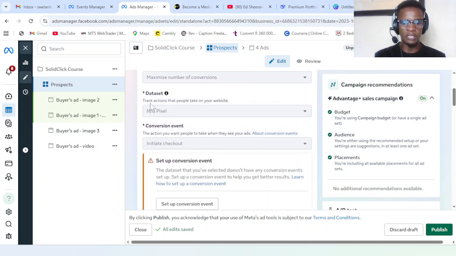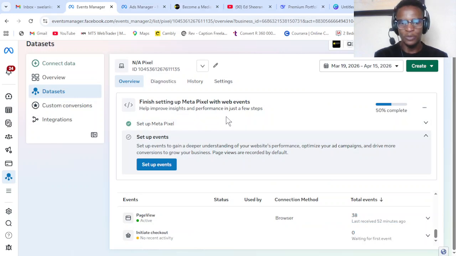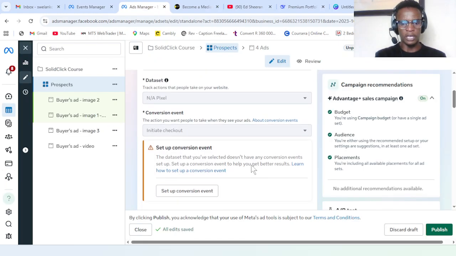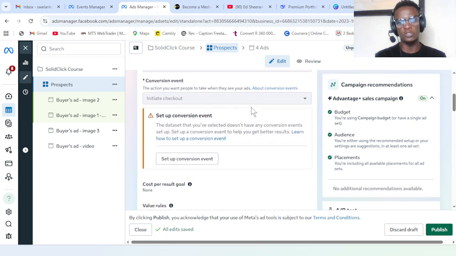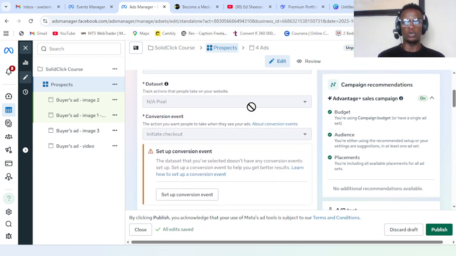Now our data set, this is our pixel, not applicable, NA pixel. I don't know why I named it that. It's only because I was doing something else at a specific time. I didn't want to confuse myself. But as you can see here, our pixel has been set up. And what we're looking at in our conversion events is the number of initiate checkouts, how many people actually initiate the checkouts when they land on our landing page.